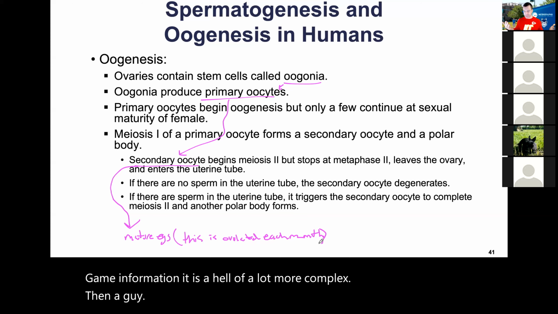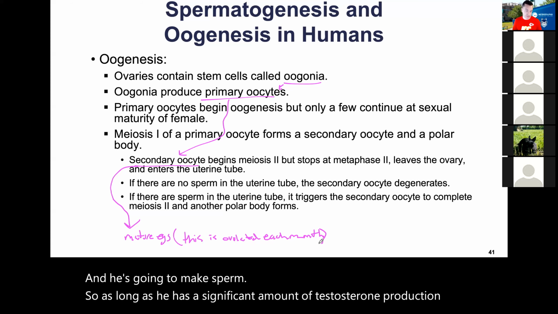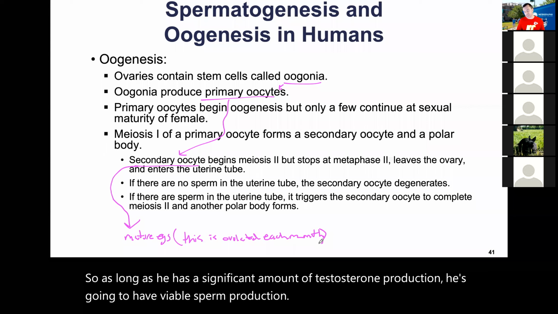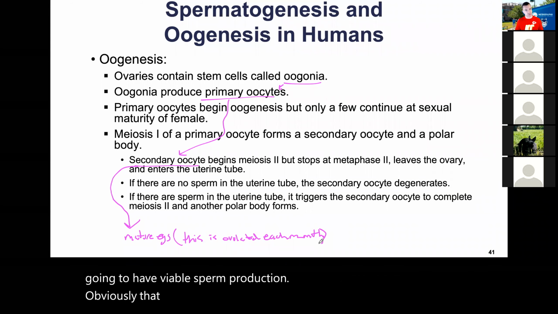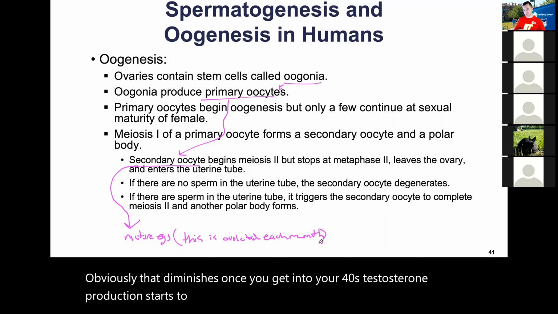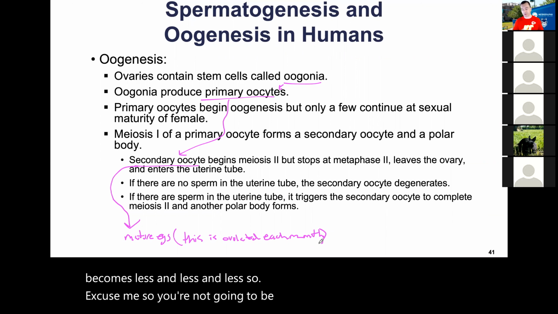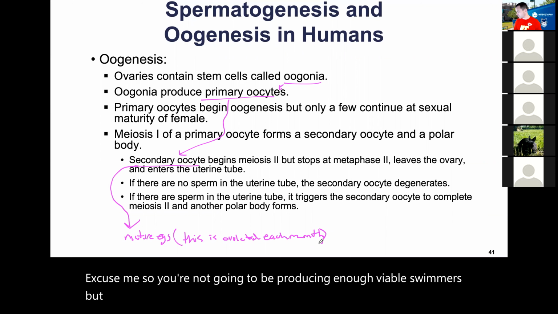All a guy has to do is have testosterone, and he's going to make sperm. So as long as he has a significant amount of testosterone production, he's going to have viable sperm production. Obviously, that diminishes once you get into your 40s. Testosterone production starts to diminish a little bit, and every decade of life it becomes less and less. So you're not going to be producing enough viable swimmers, but it only takes one, right?